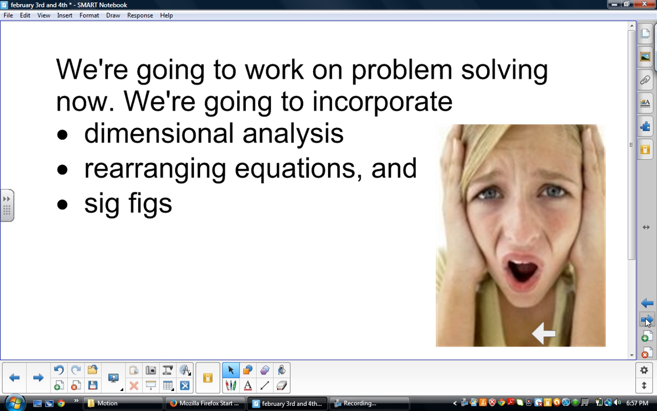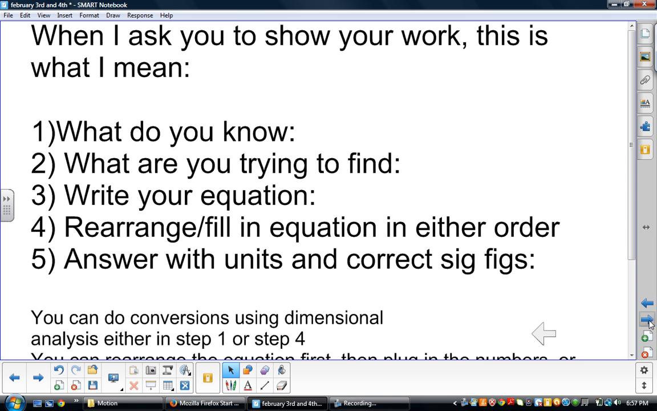So, we're going to wrap all this together. We're going to solve problems, we're going to do dimensional analysis, we're going to rearrange equations, and we're going to do sig figs. Why is she screaming? She's screaming because that's a lot to do all at once. But you guys can do it. I know. I'm going to ask you in these problems to show your work.